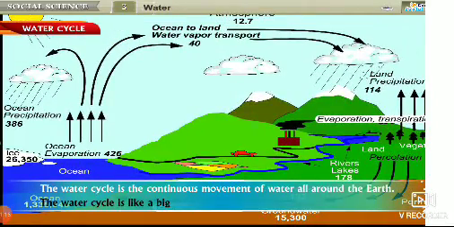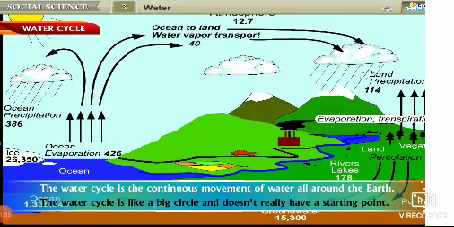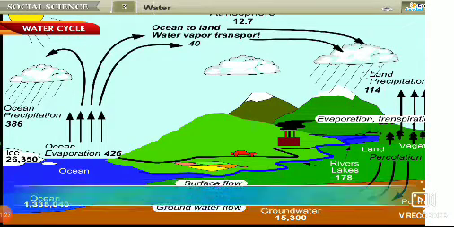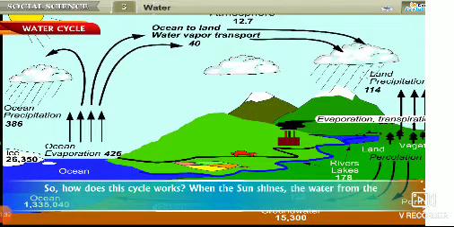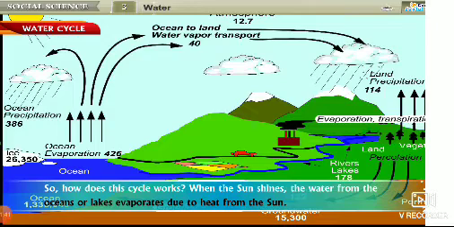The water cycle is the continuous movement of water all around the earth. The water cycle is like a big circle and doesn't really have a starting point. There are 4 main stages involved in the water cycle. That is, evaporation, condensation, precipitation, and runoff. So, how does this cycle work?